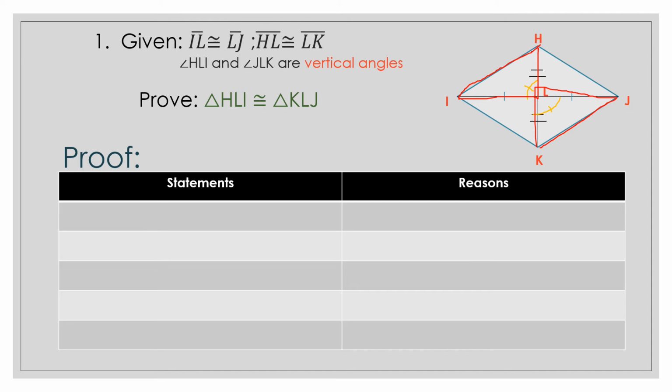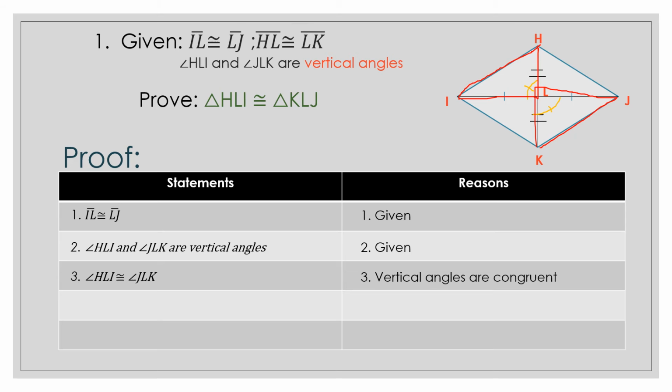And we know that for the first statements we have the given, right? So our first given is that IL is congruent to LJ. What is our reason for that? That is already given. And angle HLI and angle JLK are vertical angles. What's the reason for that? Yes, that's right. That is also given. For our third statement, we have angle HLI is congruent to angle JLK. What is our reason for that? Very good. The vertical angles are congruent.